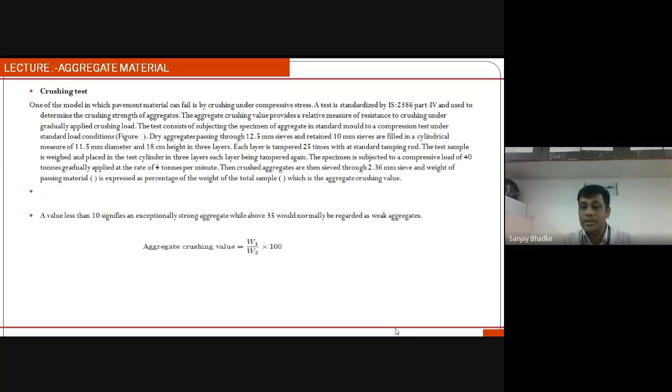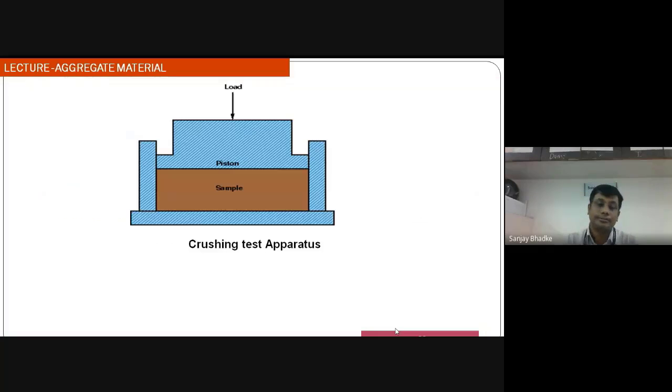The specimen is subjected to a compressive load of 40 tons gradually applied at the rate of 40 tons per minute. The crushed aggregate is then sieved through a 2.36 mm sieve and the weight of passing material is measured. So it can be expressed as a percentage. That's why we are using this formula. Aggregate crushing value is given by W1 divided by W2 into 100.